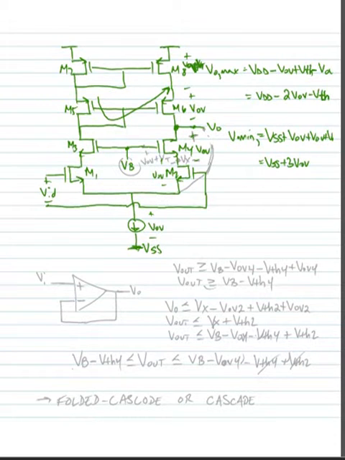So our output voltage would have to be between these two voltages. Now the cascode bought us a lot of gain, but it also definitely shrunk the output voltage range that we can use in the device.